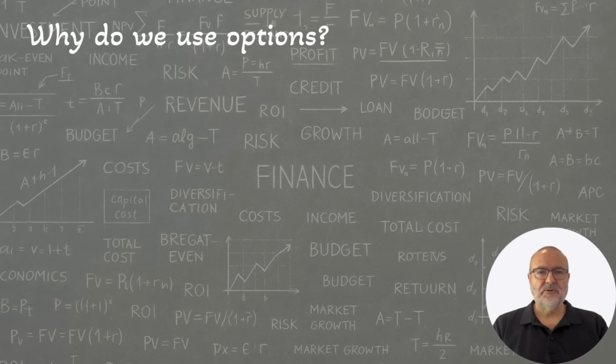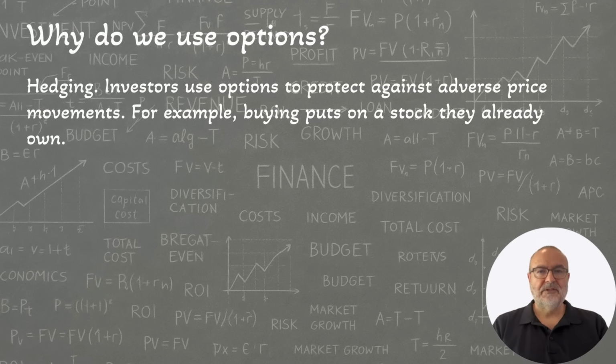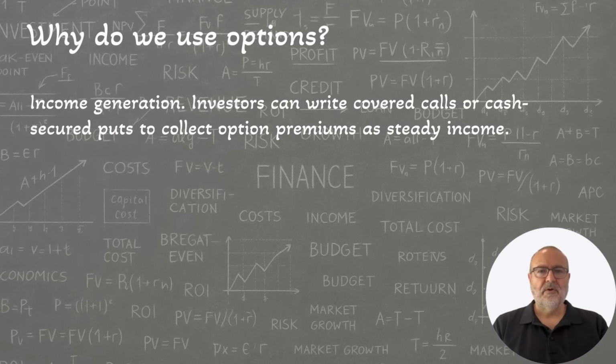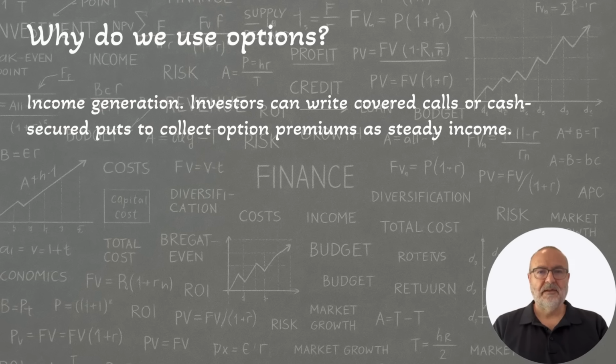Why do we use options? First, hedging. Investors use options to protect against adverse price movements. For example, buying a put option on a stock they already own. Second, speculation. Traders can use options to bet on expected price movements with limited risk, the risk being the premium paid. Third, income generation. Investors can write covered calls or cash-secured puts to collect option premiums as steady income.